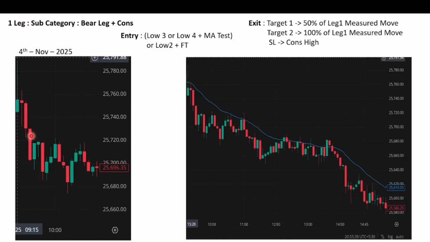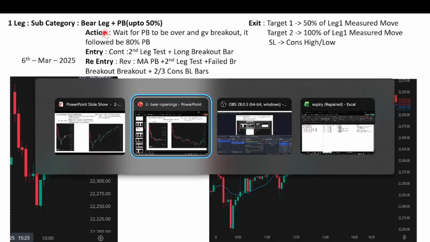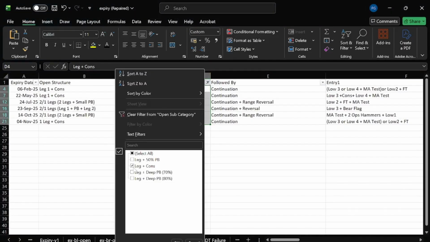We have one more. So here also we got the same low 3 or low 4 here, or you can just enter low 2 and MA, low 2 and follow through MA test, and you can exit here when it is making 3 consecutive opposite side bars and enter again here. That also has the same entry condition, low 3 or low 4 and MA test for the continuation trade. So those are all category 1, subcategory leg 1 plus consolidation.